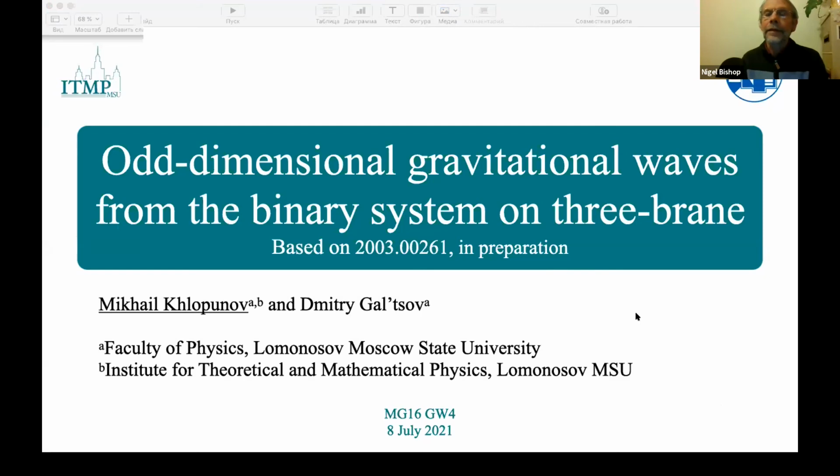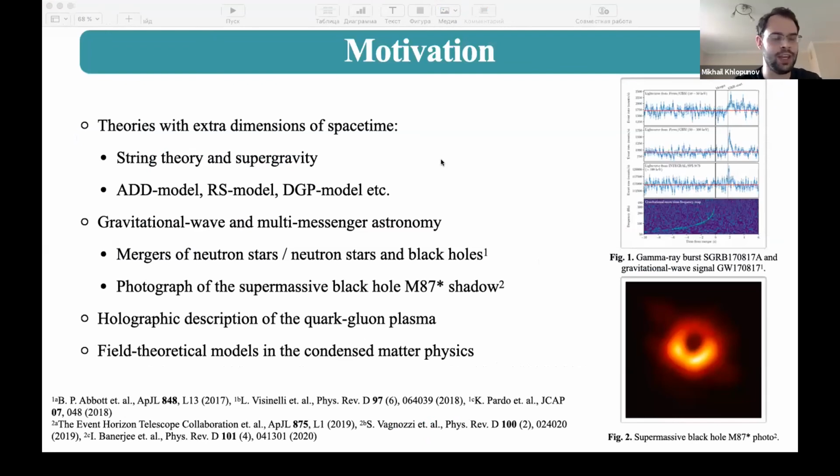Okay, thank you. I will speak about the odd-dimensional gravitational waves from the binary system on the three-brane. To motivate this work, over the last 2 decades, a number of gravity theories with extra dimensions of space-time have been developed. However, the characteristics of extra dimensions within these theories, such as the number of extra dimensions, their size and geometry, vary widely from one theory to another. But the developing gravitational wave astronomy provides one of the most promising tools to probe the extra dimensions and their characteristics. So the detailed study of gravitational radiation within the extra dimensional theories is of main importance.